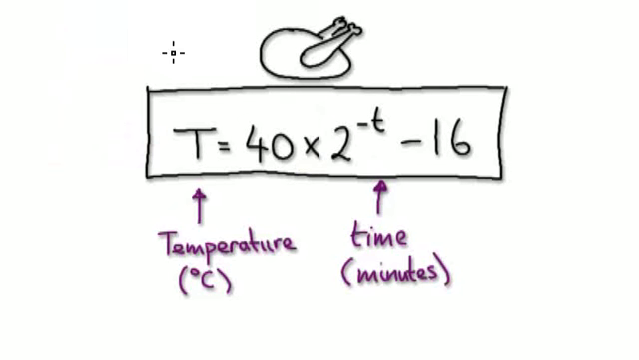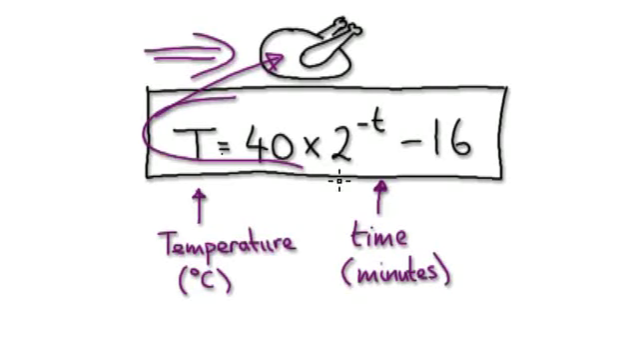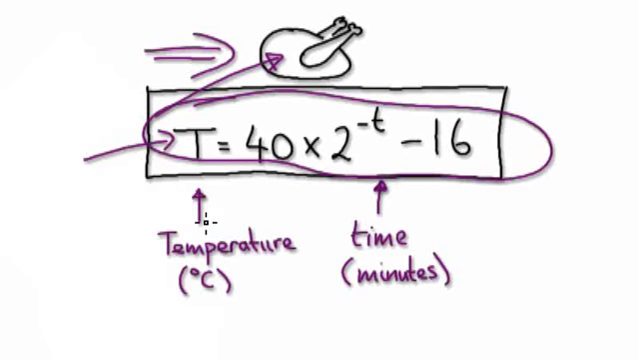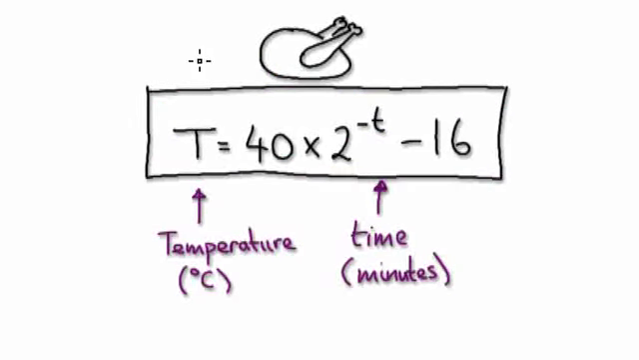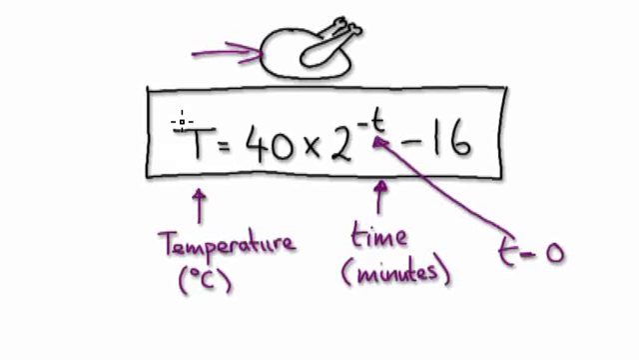So let's say you're going to place a lump of chicken in a freezer. The temperature of this piece of chicken here is given by this formula here. T here is the temperature, and it's measured in degrees Celsius. This here is a time, and it's measured in minutes. So the moment that you put this chicken into the freezer, the time would be 0 minutes. So you would put 0 in there. That's initially when you first put the chicken into the freezer, the time will be 0.